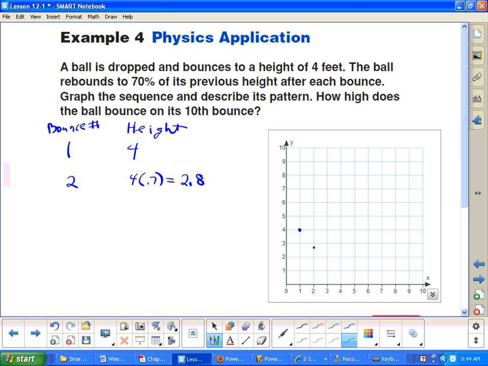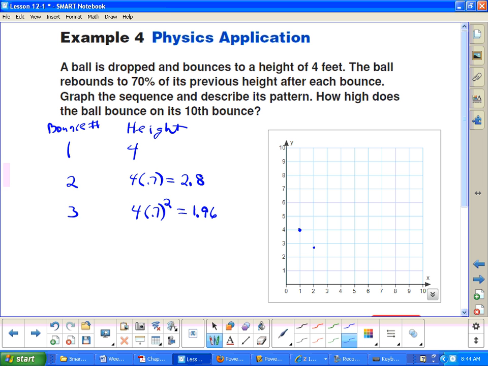So the original bounce comes back up to 4 feet. On the second bounce, it only goes to 70% of that. So then on the third bounce, it's going to go to 70% of that, right? Which would be 4 times 0.7 squared, correct? Because I'm going to multiply by 0.7 again to get to the next number. So what's 2.8 times 0.7? 1.96.